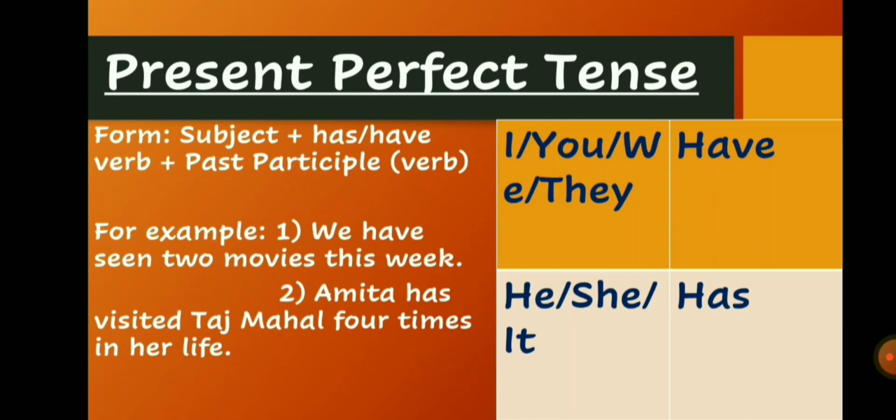So in that table given over there, we have seen that when he, she, or it is there, that time we have to use has. When I, we, you, they is there, that time we have to use have. So Amita is a girl, she. So Amita has visited Taj Mahal 4 times in her life.